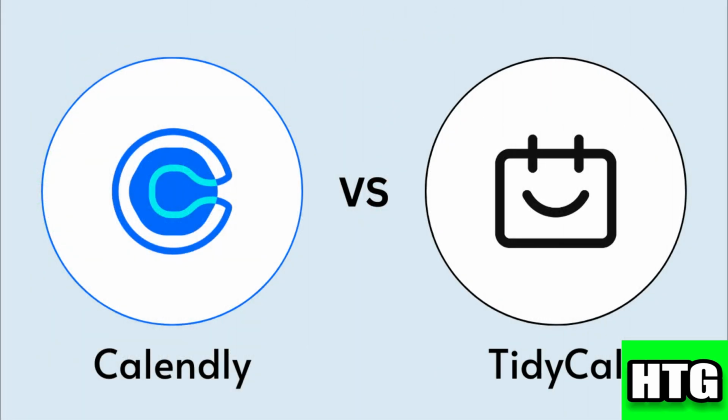Choosing between Calendly and TidyCal depends on your specific scheduling needs, budget, and desired features. In 2024, both tools offer valuable scheduling solutions, with Calendly standing out for its advanced features and TidyCal offering an affordable, straightforward alternative. The best choice will depend on your specific needs and budget considerations.